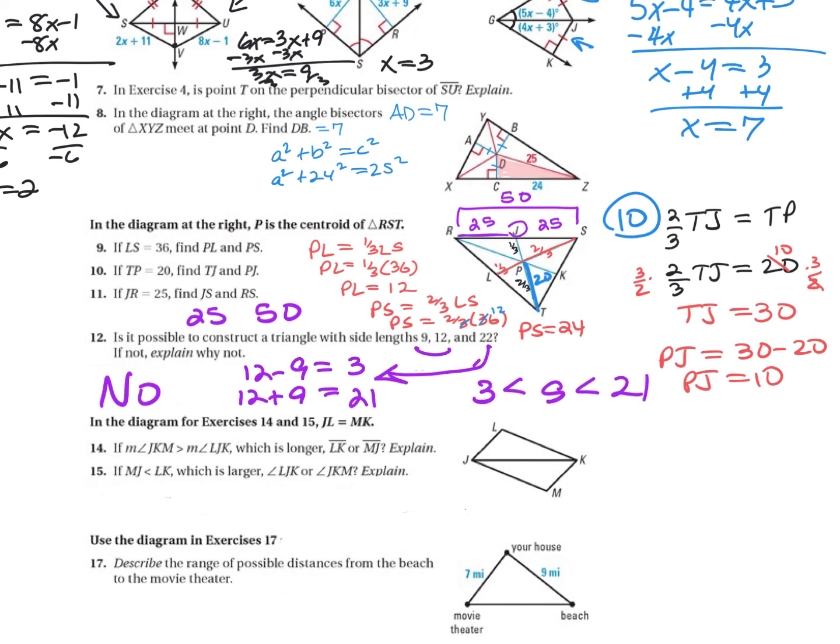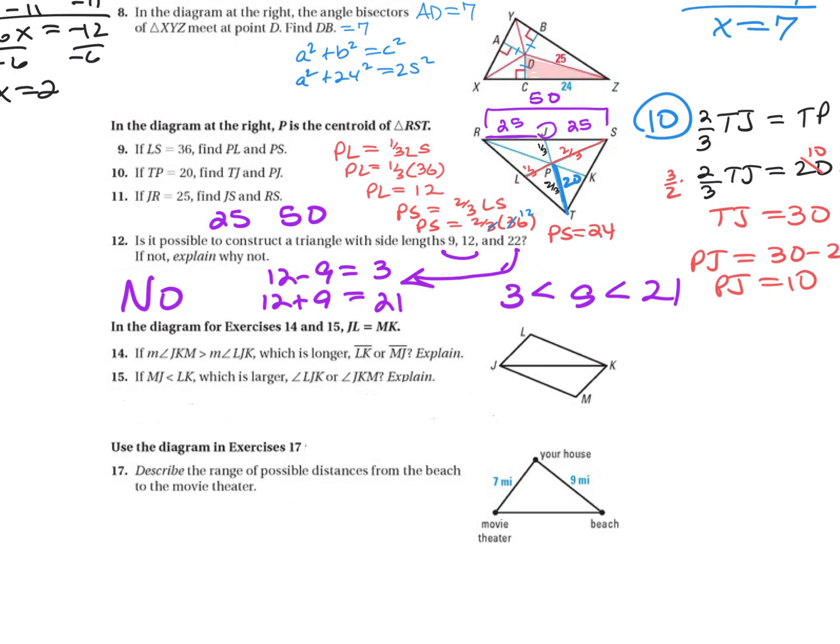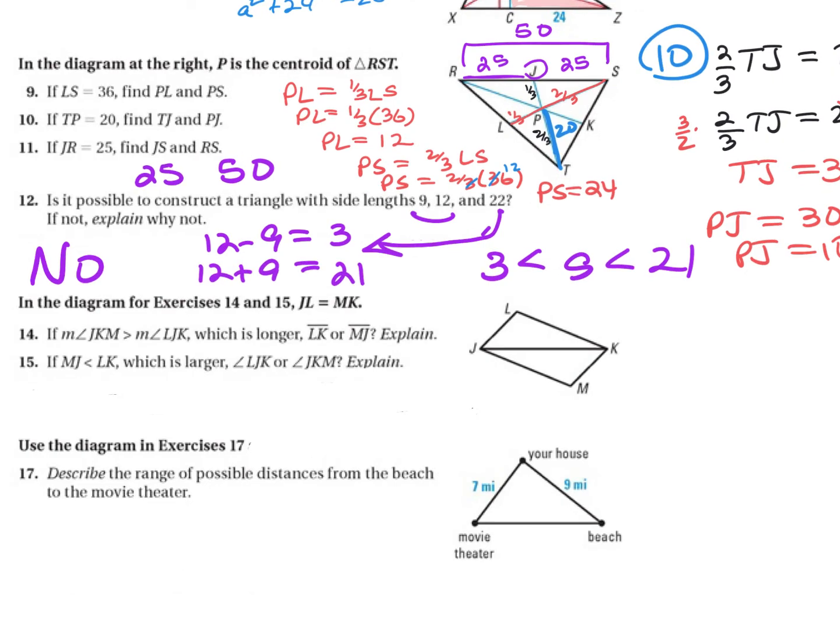All right, then the next one, it says, if the measure of angle JKM, which is here, is going to be greater than LJK, this one. So in order to do this, to make it easier for me to see, I'm going to say this one's 100 because it's a bigger number, and let's say this one's 80. And then if it wants me to compare the sides, this is where I'm going to look across, and the side that's across from the bigger angle, which is 100, is the bigger side. So that would make MJ the longer side.